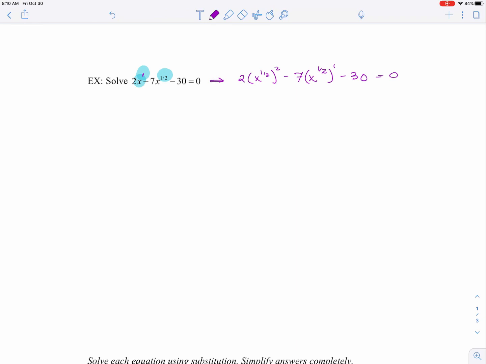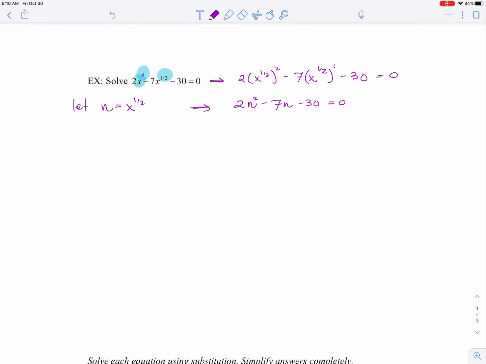I probably don't need to say this, you probably already figured this out, but you really need to be on top of your exponent rules here. Let's choose a fun letter. Let n equal x to the 1/2, so that this becomes 2n squared minus 7n minus 30 equals 0. Now maybe you can factor that, maybe you can't, but let's go ahead and use the quadratic formula here.